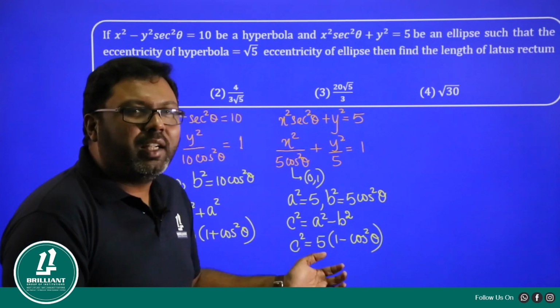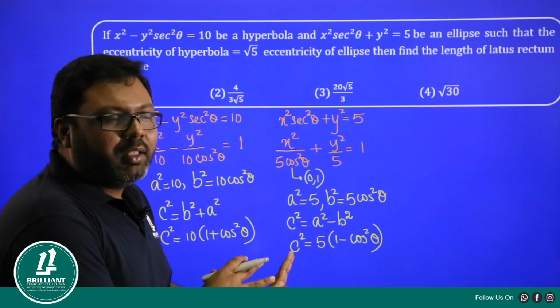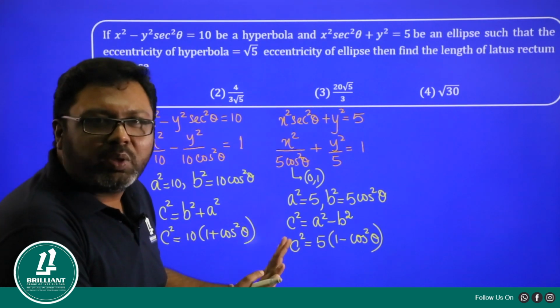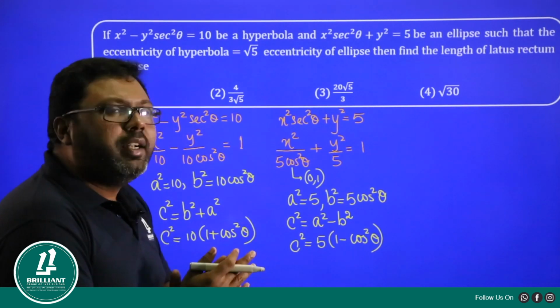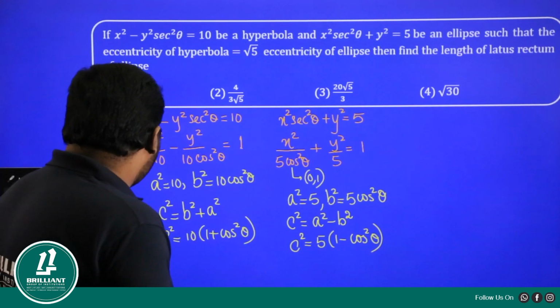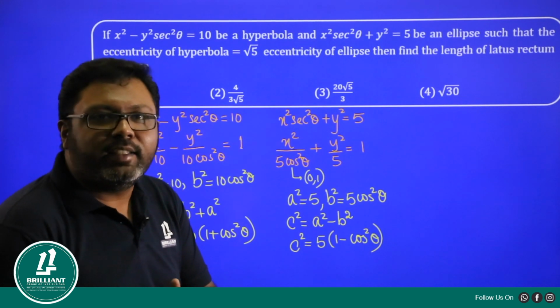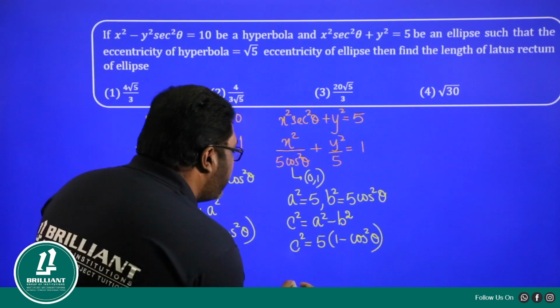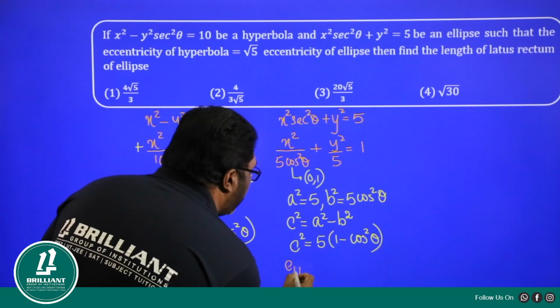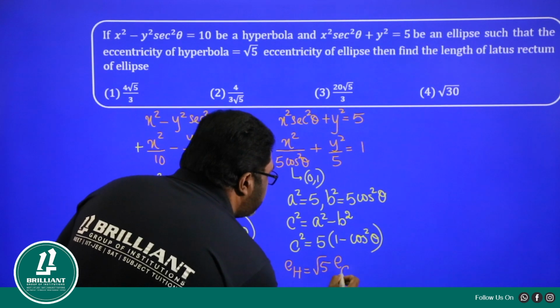Let's not convert it to sin squared theta, because in the final answer you would require this in cos squared theta terms, since the other one is also in cos squared theta. So c squared is equal to 5 into 1 minus cos squared theta. Now we know the relationship between the eccentricity of the hyperbola and the eccentricity of the ellipse given in the question: the eccentricity of the hyperbola is equal to root 5 times the eccentricity of the ellipse.